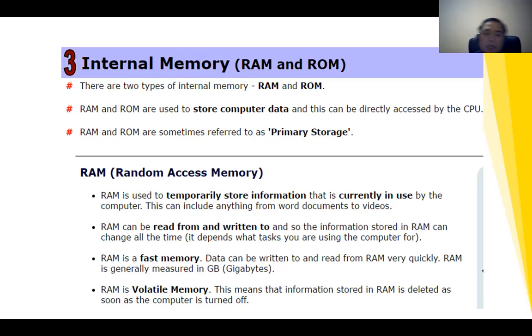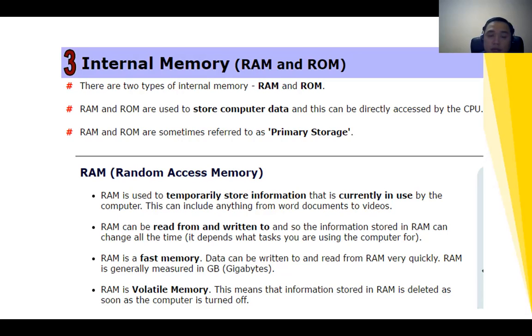RAM, random access memory. RAM is used to temporarily store information that is currently in use by the computer. This can include anything from Word documents to videos. RAM can be read from and written to, and so the information stored in RAM can change all the time. It depends what tasks you are using the computer for.